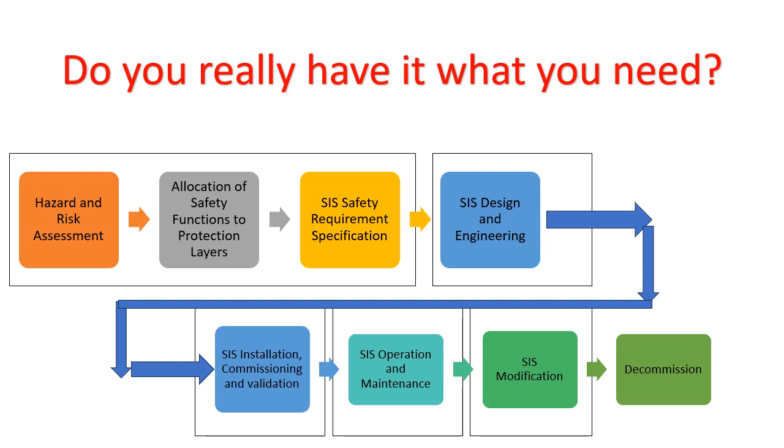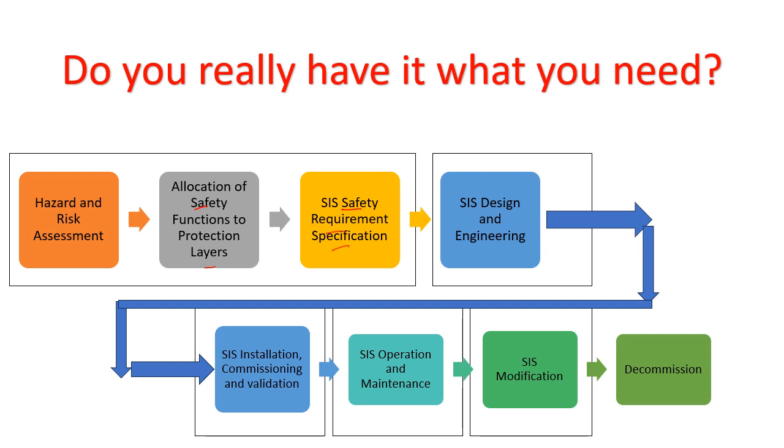Functional safety assessment basically does this verification, or the check, to ensure that you have everything that was required in the different stages. This particular diagram is the life cycle, the different stages of the life cycle. It starts with hazard and risk assessment. After hazard and risk assessment, there is allocation of the safety functions to the protection layers. Then the safety requirement specification, or SRS, is prepared.